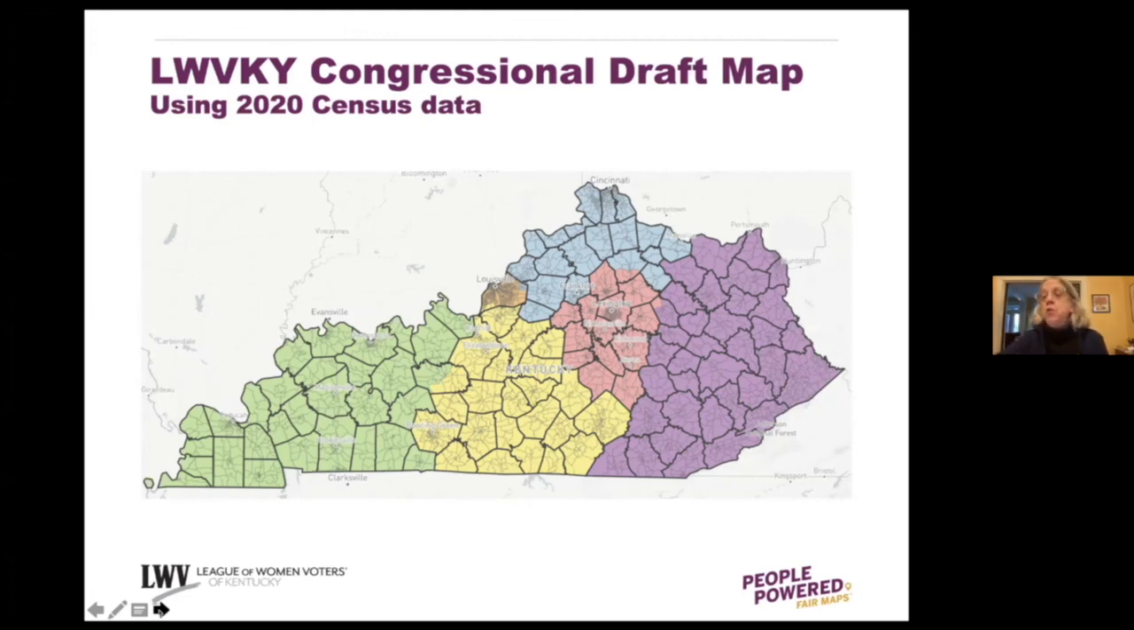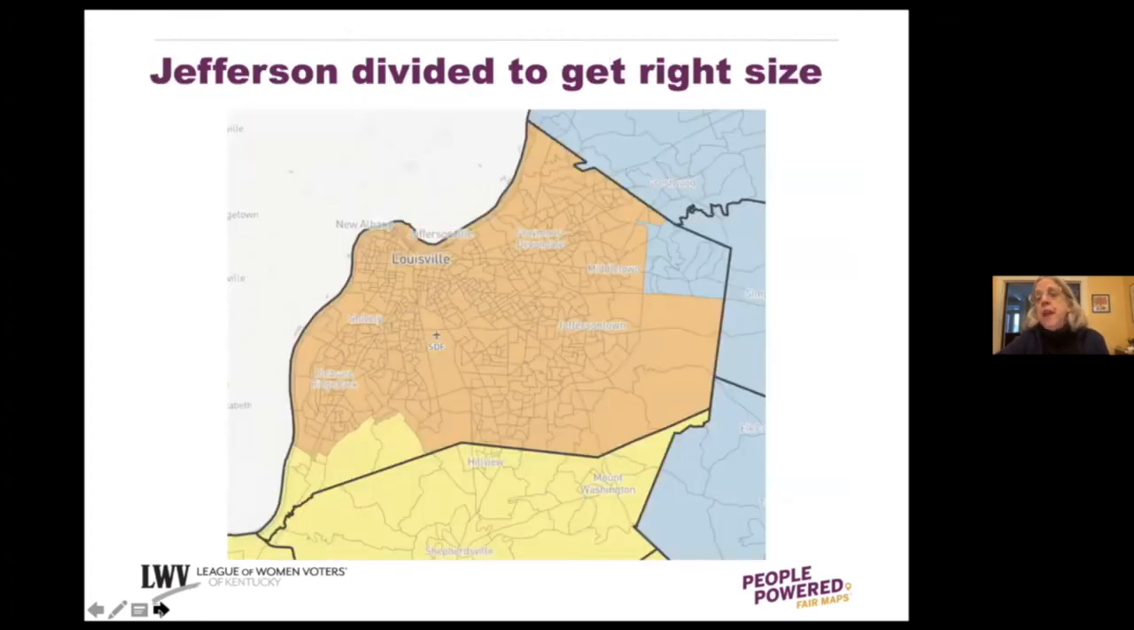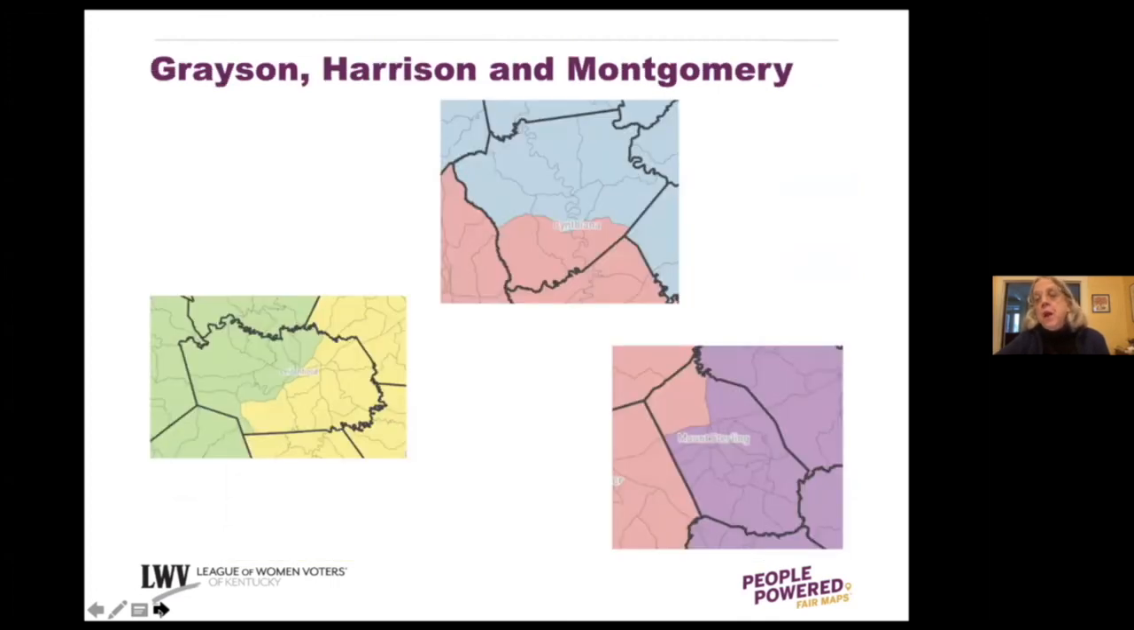I'll show you the two follow-up maps here. This is the Jefferson County division. Jefferson is too big to be its own district. So two bites taken out of there. And then three other counties with bites taken out of them. These are Grayson County, whose county seat is Leitchfield; Harrison County, sort of to the north, which includes Cynthiana; and Montgomery County, which is divided there, where Mount Sterling is, for people who are more used to noticing highway exits or actually driving through the towns.